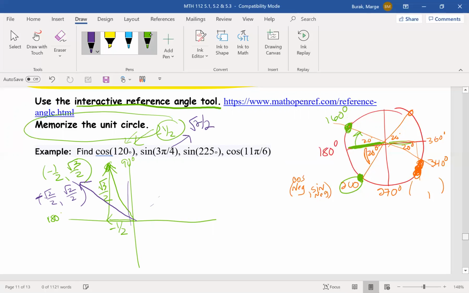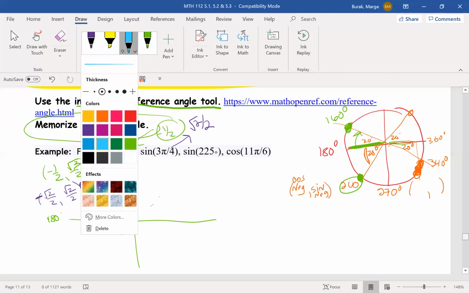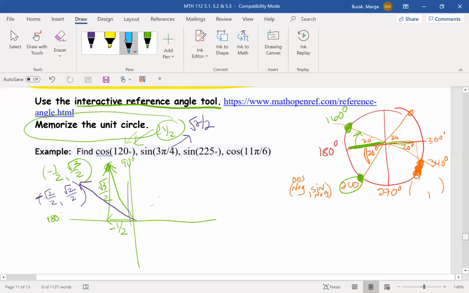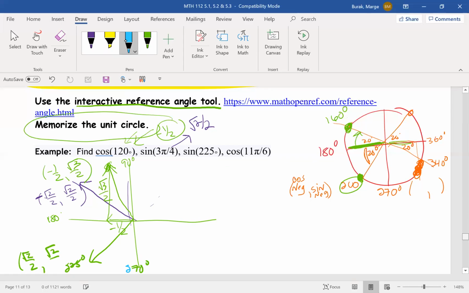The sine of 225 degrees. Okay, this is 180 degrees. This is 270 degrees. So 225 is right smack in the middle. 225 degrees, that's my radical 2 over 2s again, only because they're in quadrant 3, they're both negative, and so the sine is negative radical 2 over 2.